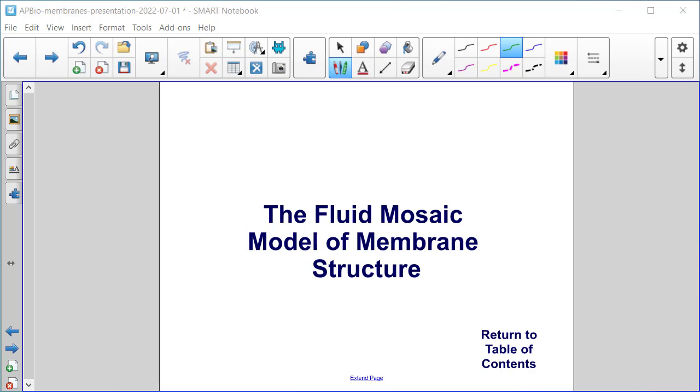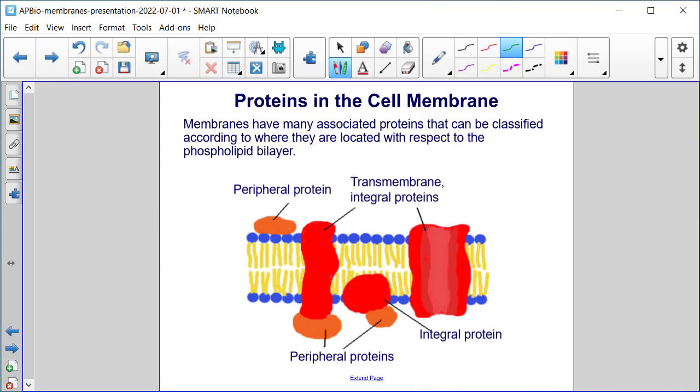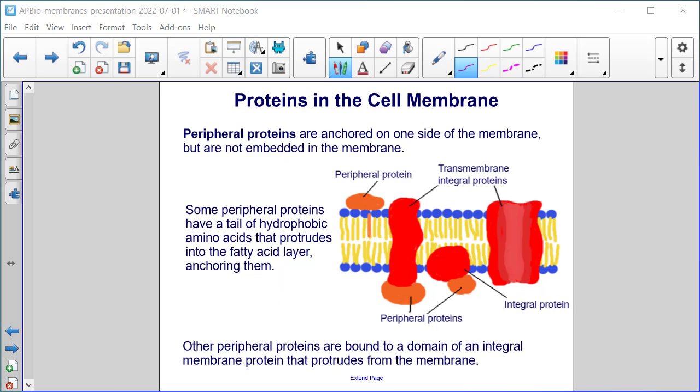The fluid mosaic model of membrane structure. Proteins in the cell membrane. Membranes have many associated proteins that can be classified according to where they are located with respect to the phospholipid bilayer. The proteins we'll talk about in the following slides are peripheral proteins, transmembrane proteins, and integral proteins.